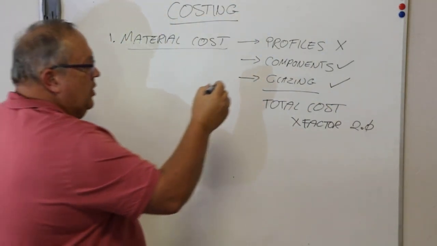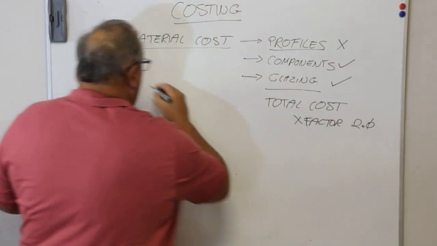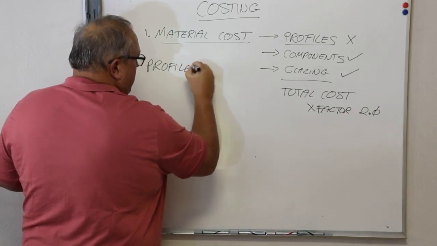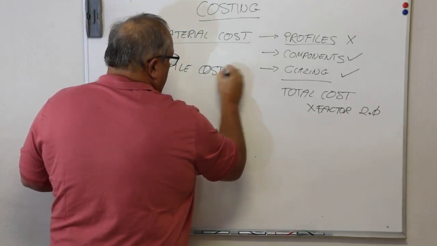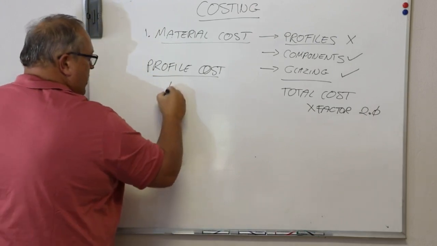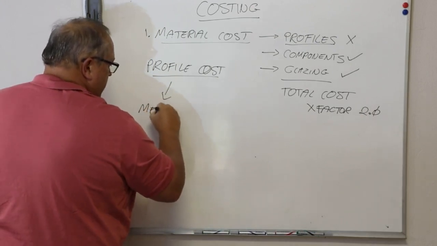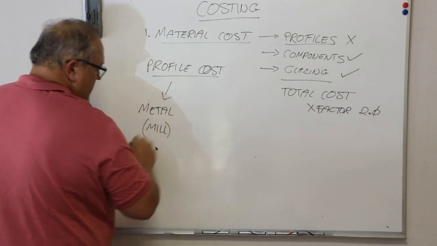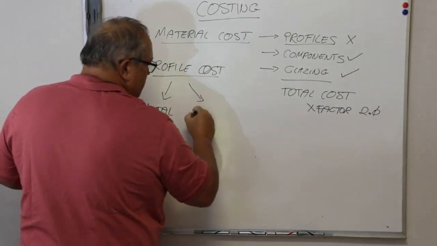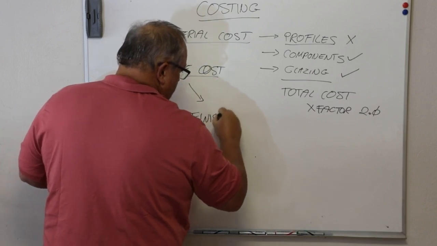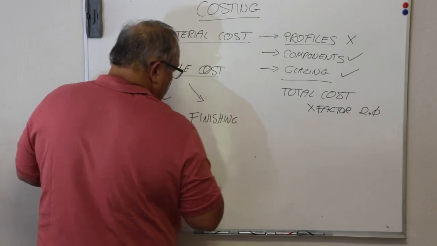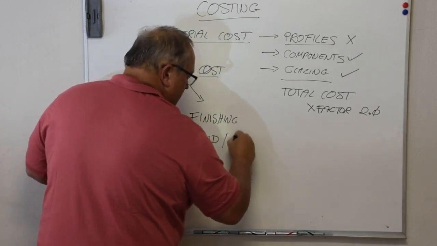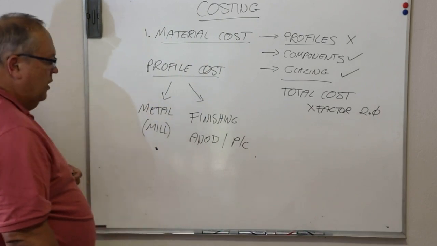But Wispeka very easily allows you to add your own components and your own glazing. And in fact, when we look at our profile cost, it is actually made out of two parts. We have the metal, the raw metal, which is in mill finished. Okay, and then you have the finishing, which your finishing will be your anodizing or your powder coating.